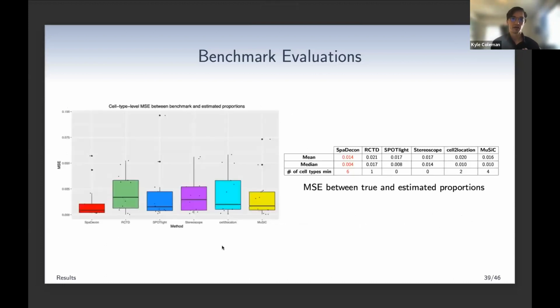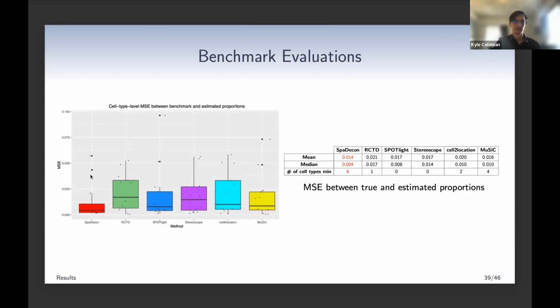All right, and here are our benchmark evaluation results when looking at the cell type level MSE between the benchmark and the estimated proportions for each method. So here on the x-axis, we have each of the different methods we used, and we also included MUSIC, which is a cell type deconvolution algorithm that was developed for bulk RNA sequencing, but not really used too often for SRT data analysis. And then on the y-axis, we have MSE.